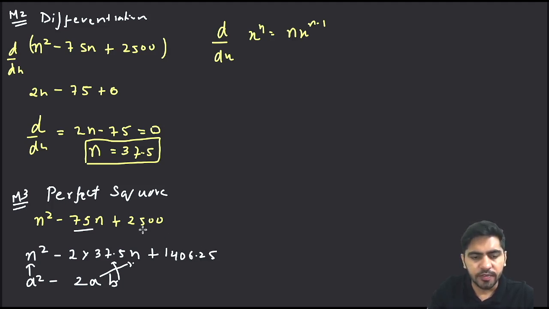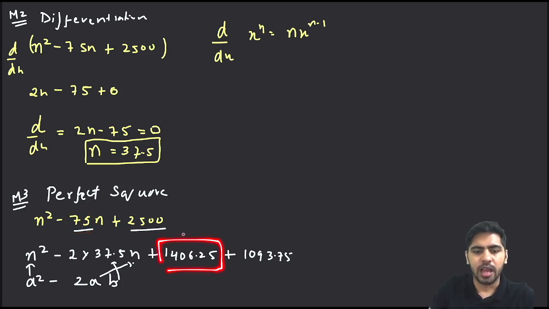From 2500, if I pull out 1406.25, then the remaining will be 2500 minus 1406.25, which is nothing but 1093.75. You would have got a similar result if you had added the square of half of the coefficient of n and subtracted it as well. Why? Because 37.5 squared would have been this much. So you add this and you subtract this also, and it gives you the same result. It doesn't make a difference whether you pull out a number or you add and subtract 1406.25. Ultimately, you're going to end up with this equation itself.